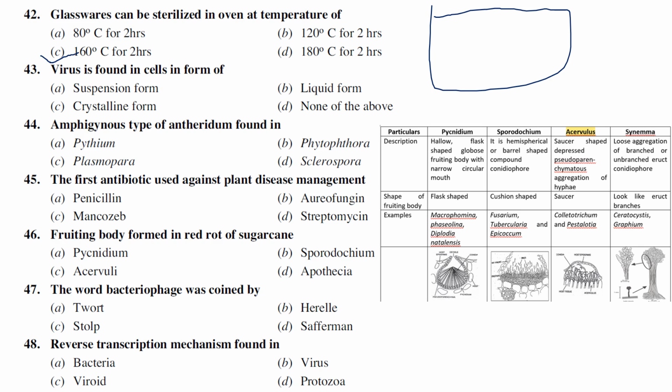The next one is, virus is found in cells in the form of suspension form, liquid form, crystalline form, none of the above. Generally, virus is found in cells in the crystalline form.